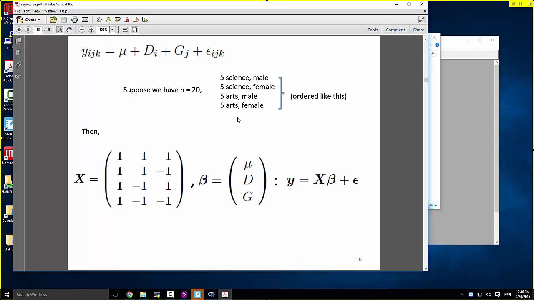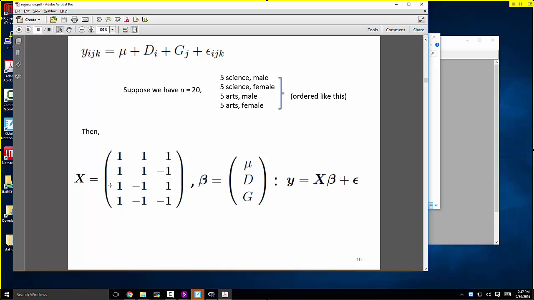The first 5 numbers in our data set, the first 5 rows, are the science males. Next 5 rows are the science females, and so on. Then we can represent an Anova model. Anova makes sense here because we have only categorical predictors. So we're not estimating slopes so much as just comparing means. So you might think in terms of Anova, but we've seen we can equivalently represent an Anova model as a regression model.